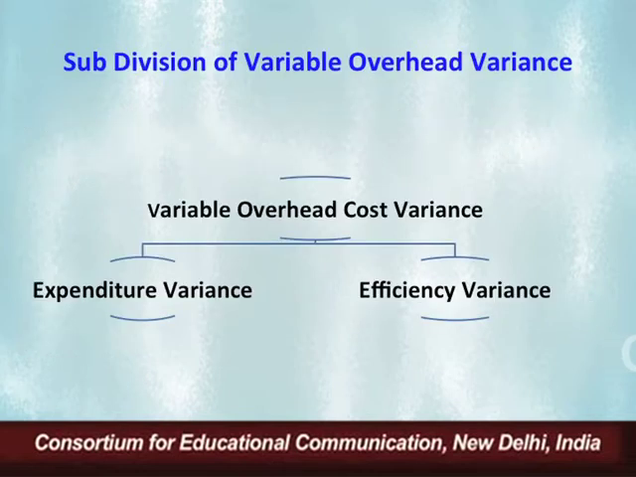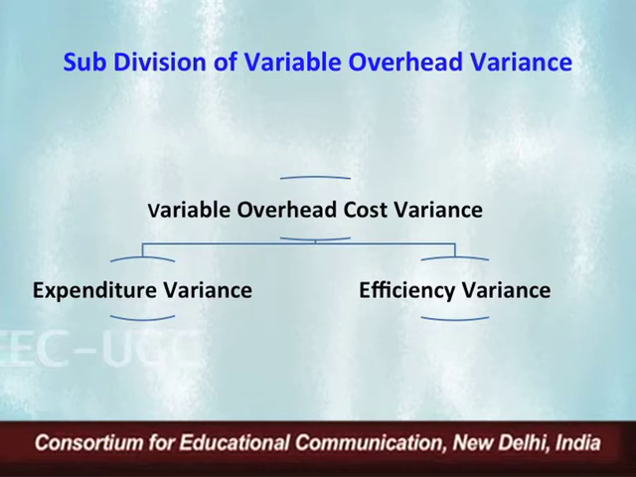Now the question comes, what can be the possible reason for this variable overhead variance? So we have to now justify it. Variable overhead cost variance is a function of two variances. One is expenditure variance and the second is efficiency variance. So either it is due to expenditure variance or it is due to efficiency variance.